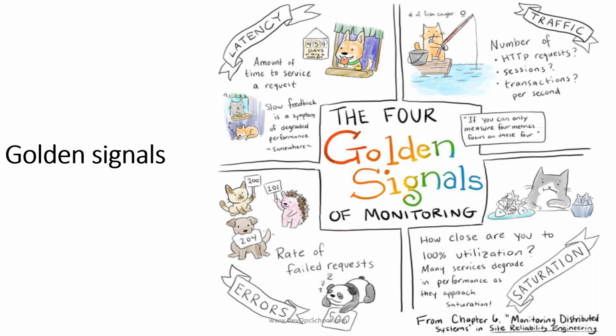Nowadays we are using this a lot. When you go about setting up alerts, you will be told, okay, let's set up a golden signal. That means alerts for latency, alerts for traffic, alerts for errors, alerts for saturation.